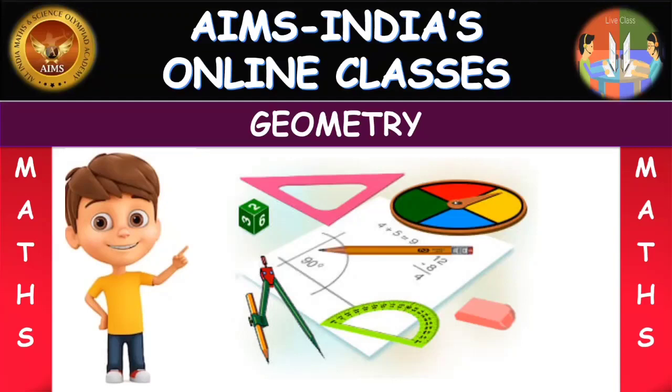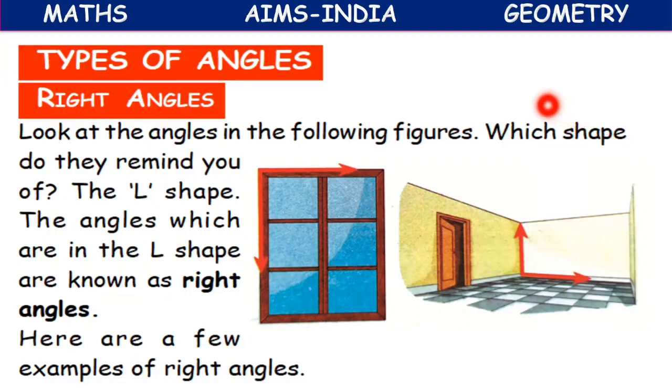So from the chapter geometry, let us learn about types of angles. Yes, we have already learnt about what angles are. Now let us look at the different types of angles we have. The first type is right angles. Look at the angles in the following figures. Which shape do they remind you of? The L shape. The angles which are in the L shape are known as right angles.